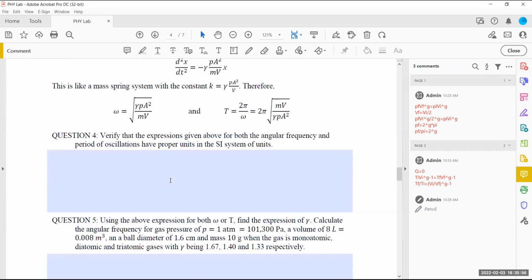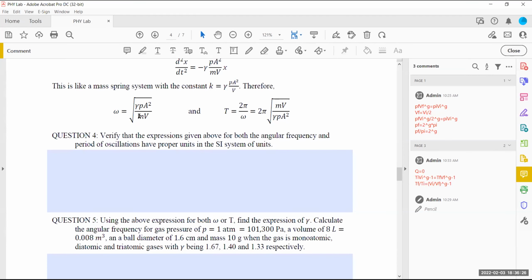So you go back into the lab and you fill the data in here, verify that this expression given above for both frequency and angular oscillations, namely check the units in here. Gamma has no units. P is actually measured in Pascal, which is force divided by an area. And you have an area squared. So it's going to be force times area. So it's going to be kilogram meter over second squared times meter squared. That's what the area is.